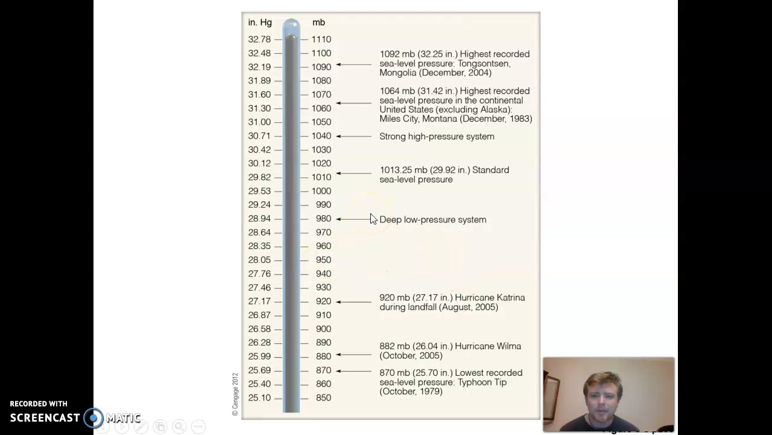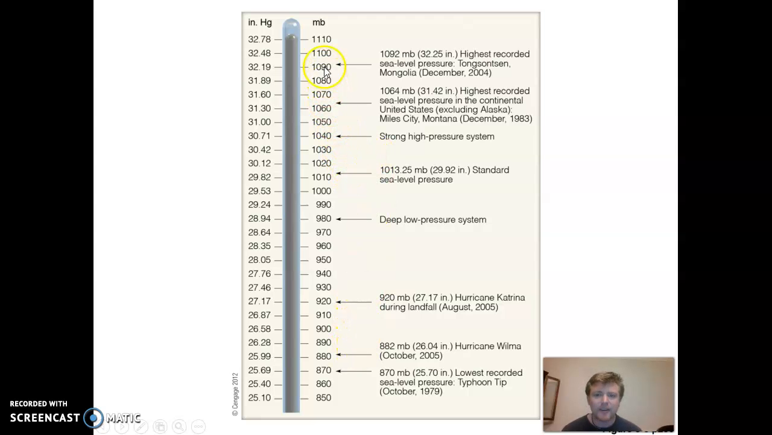Now, maybe you remember back to chemistry, one of our units of pressure was millimeters of mercury. Typically, our usual unit is millibars. You can see these are just some examples of different types of pressures that are observed. A deep low pressure system is only at about 980 millibars. All of these other values are super low, but those are what we observe in the center of hurricanes and tornadoes and things.